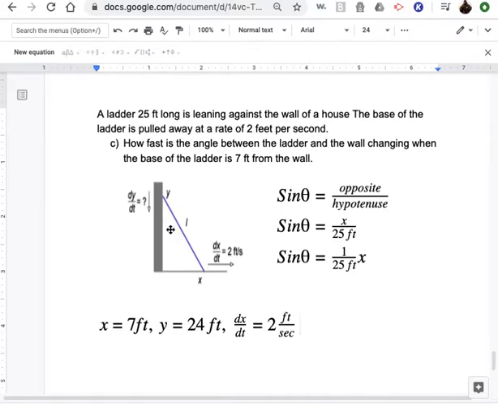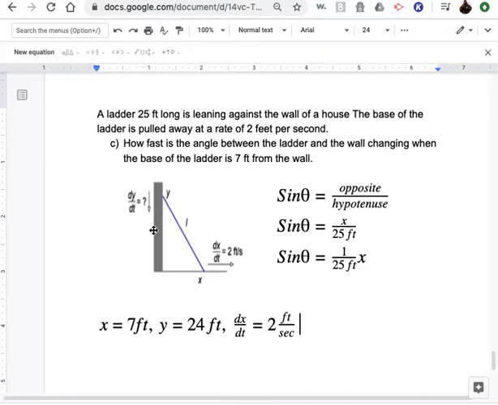I would caution against tangent. Remember, sine is opposite over hypotenuse, cosine is adjacent over hypotenuse, and tangent is opposite over adjacent. Our opposite side from our angle would be the x dimension, and our adjacent side would be the y dimension, and both of those are changing. So we would end up with tangent theta equals x over y, which would require a quotient rule, a longer, more complicated derivative than is necessary.